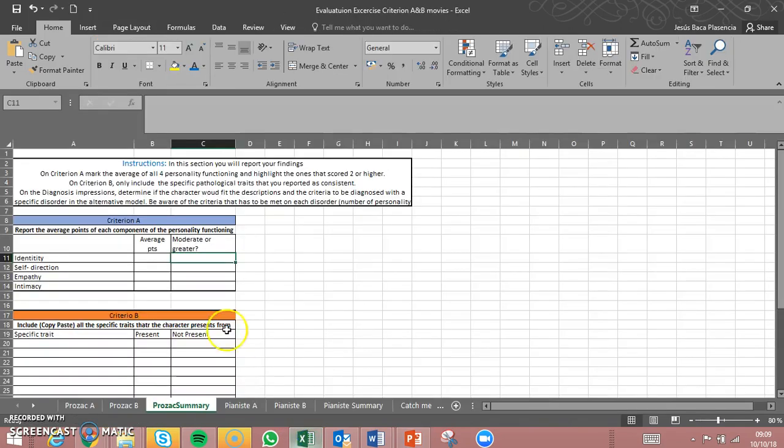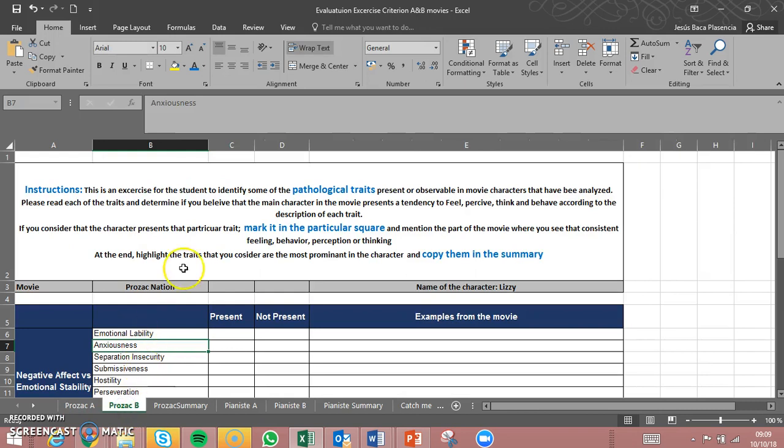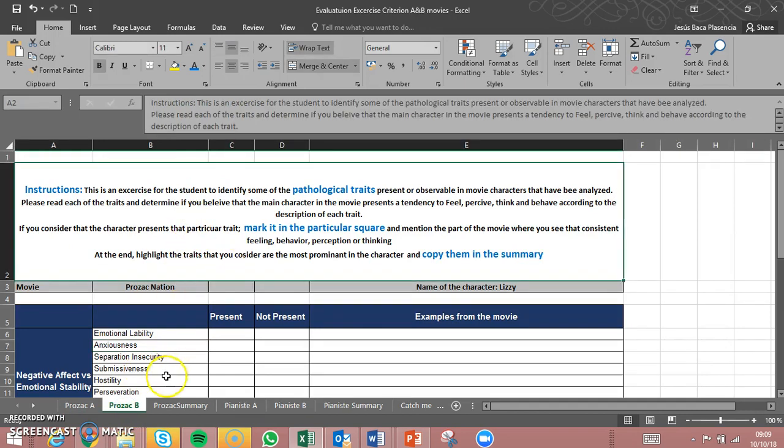So what are we going to do in that case? Well, the same. You're going to come to this part where it says Prozac B. And here you have the instructions. So you're going to think again of Lisi from the movie Prozac Nation. It says the student is to identify some pathological traits present or observable in the movie characters that have been analyzed. Please read each of the traits and determine if you believe that the main character in the movie presents a tendency to feel, perceive, think, and behave according to the description of each trait.